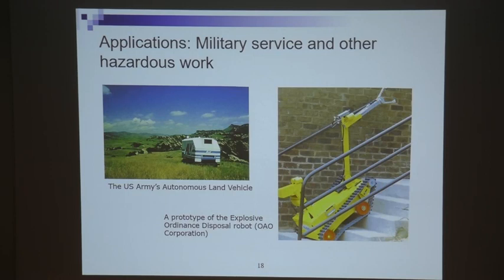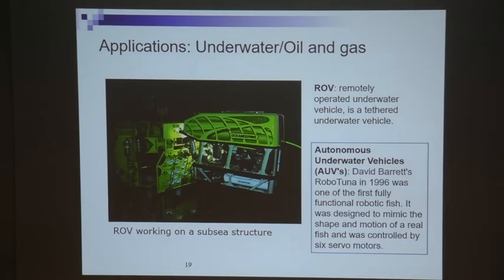There are other applications: military, service, and other hazardous-related work where you will see robotics. And then underwater, oil and gas. You have the ROV, which is referred to as a remotely operated underwater vehicle. This remotely operated underwater vehicle has a cable. This cable is connected to the ship on the sea, and it is controlled by the ship on top.